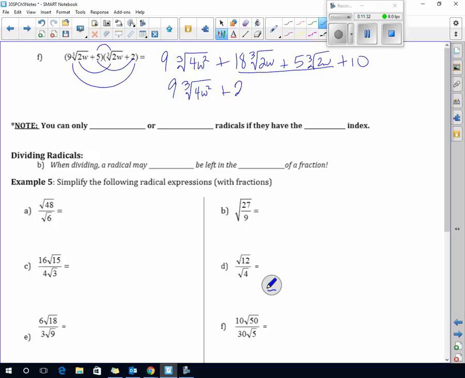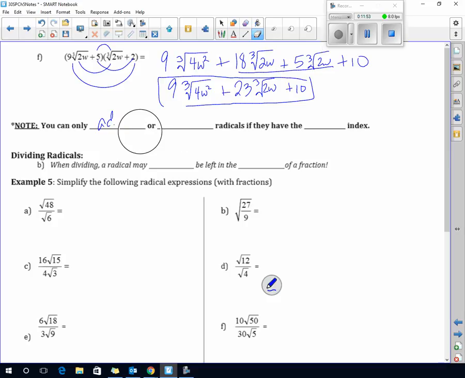You can only add or subtract. Sorry, multiply or divide is I think what I want. Because I already did the adding, subtracting the other day. You can only multiply or divide radicals if they have the same index.